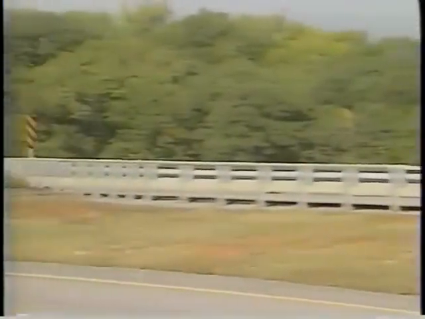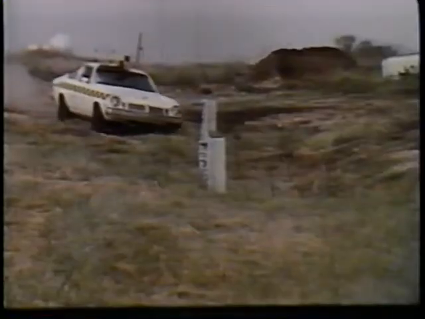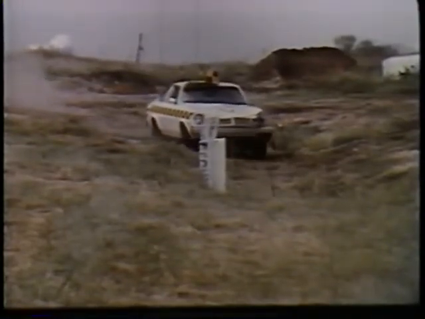Traffic barriers are classified according to their stiffness. They're identified as flexible, semi-flexible, or rigid systems. Traffic barriers have 3 parts, each designed to do a different job. These parts are the end section, the standard section, and the transition section. To function properly, these individual parts must work together as a complete system.